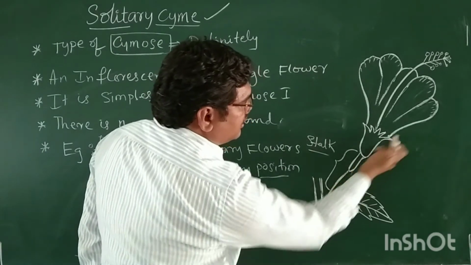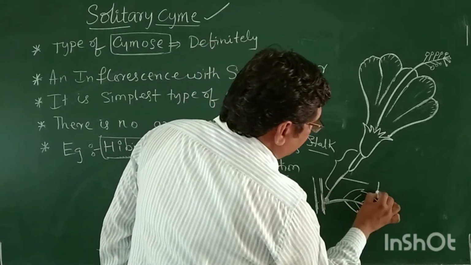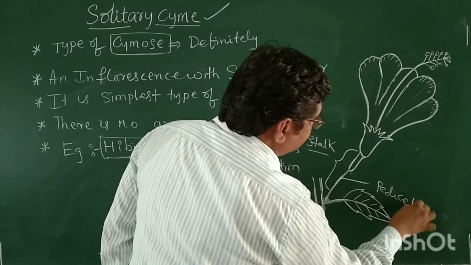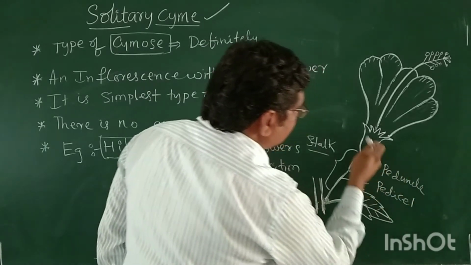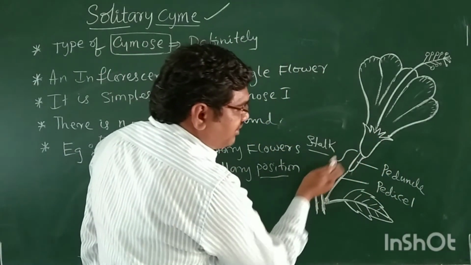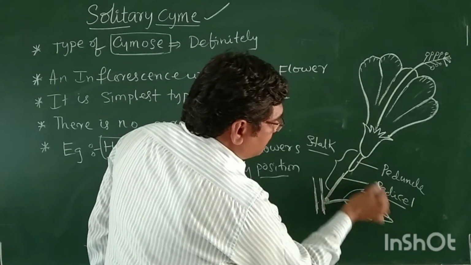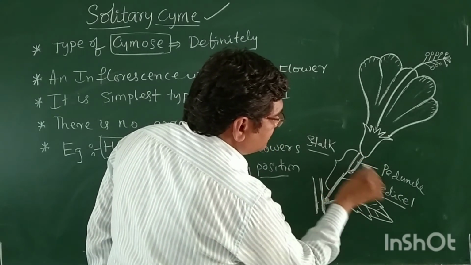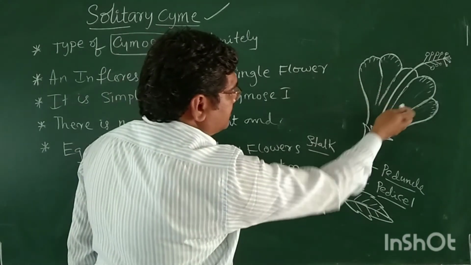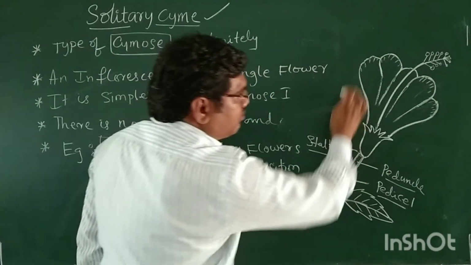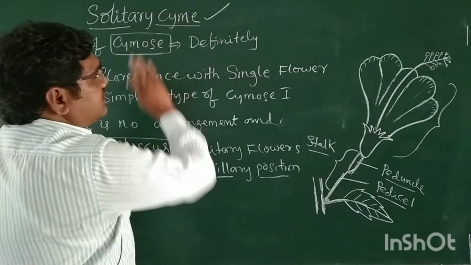In the hibiscus flower, the stalk is differentiated into two main parts. This is the pedicel part, and this is the peduncle. This part is called the pedicel, and above the pedicel a small swollen structure is there. This is called the peduncle. On the peduncle the solitary cyme inflorescence is present. Here only a single flower is there. This is the entire single flower. So that's why this is called solitary cyme.